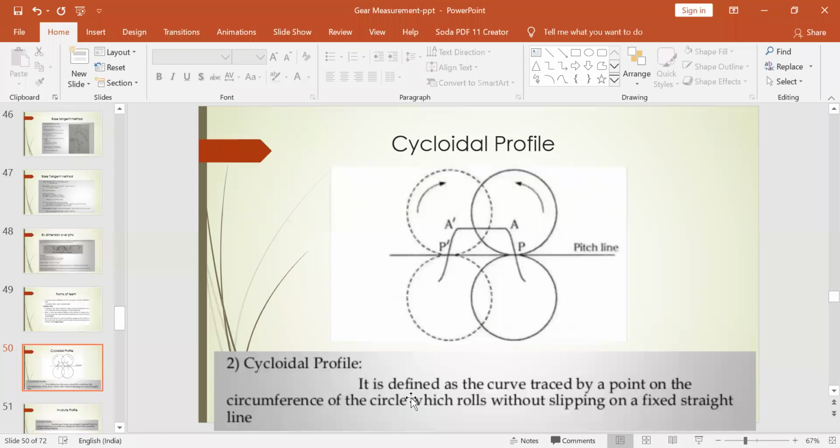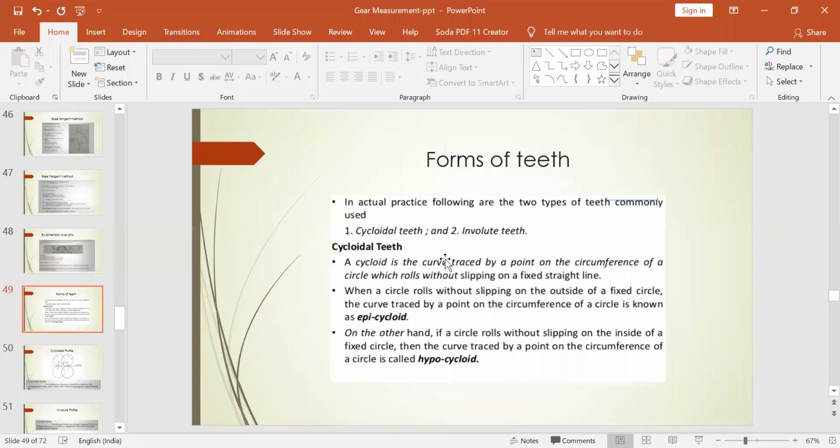Right, so it is defined as a curve traced by a point on the circumference of the circle. So it rolls without slipping. When it rolls without slipping, it helps in forming a cycloidal profile. So this will be the actual movement. Next it will be traced to another part. So that is what has been told.